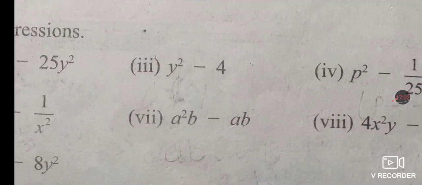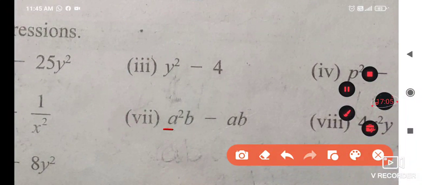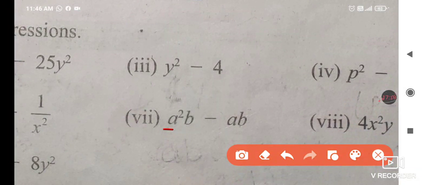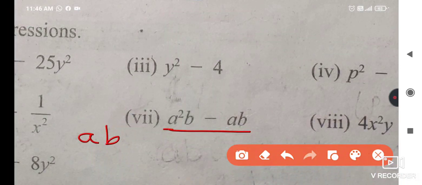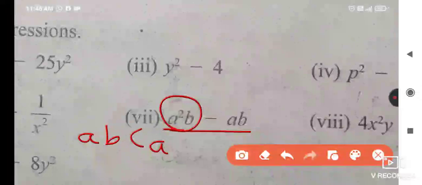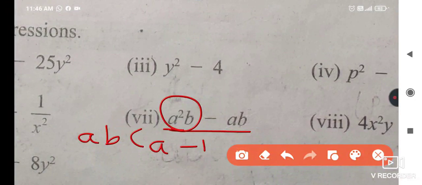Now in example number 7, what is here? a square b is given, and ab is given. In this example the square terms are not given, so what do we have to do? We have to take a common factor. What is common in both? a is common and b is also the same, like terms. From a square b, we take a and b outside. From the second term, a is outside, so minus, and a and b both terms are outside. So from these two, if we take ab outside, then what do we get as the answer?